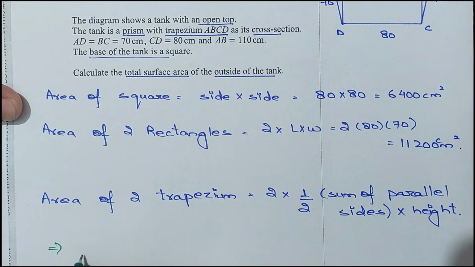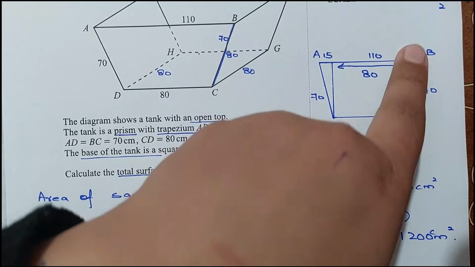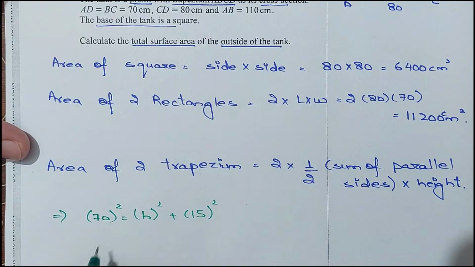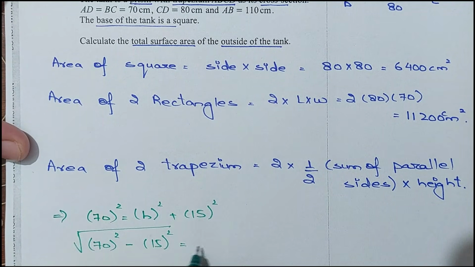Okay, so from here, the hypotenuse is 70, and its square equals the height squared plus 15 squared, right? The hypotenuse squared equals the sum of the squares of the other two legs of the triangle. Same case for this one as well. Let me solve for the height: 70 squared minus 15 squared, and the square root. This would be my height.